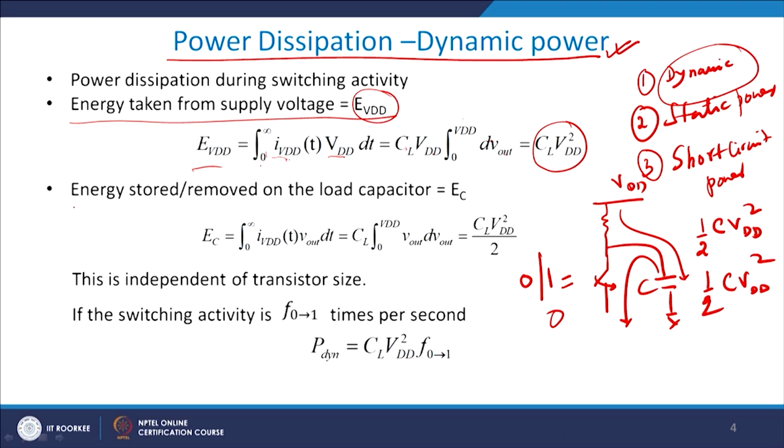Now energy stored or removed in a capacitor is given by, as I discussed with you, CL VDD square by 2, because half is there. This is independent of the transistor size.